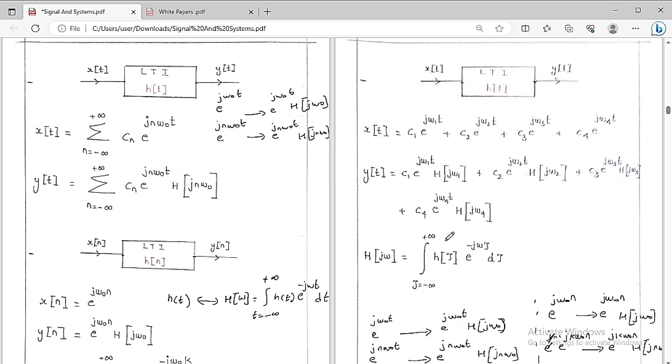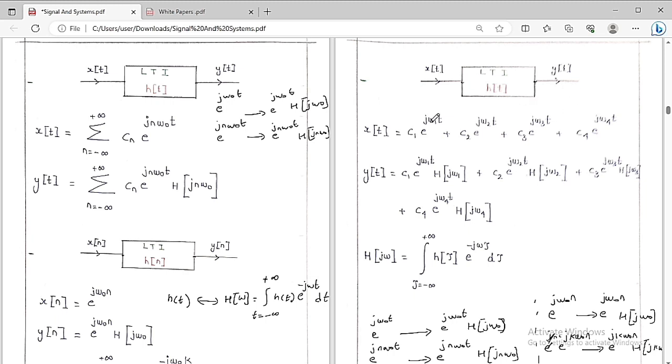Then c4 into e to the power of j omega 4 into h of j omega 4. So in this way we can get the output, because it is going to satisfy linearity: here plus means here plus, and the same constants you are going to get. If the input is e to the power of j omega t, then what is the output? e to the power of j omega t into h of j omega.